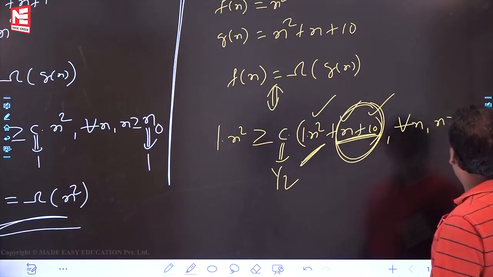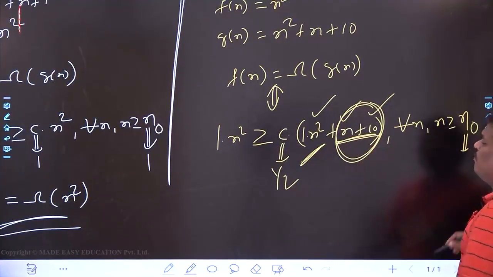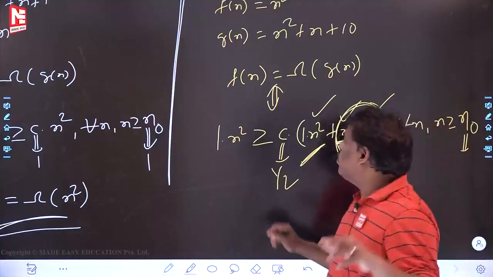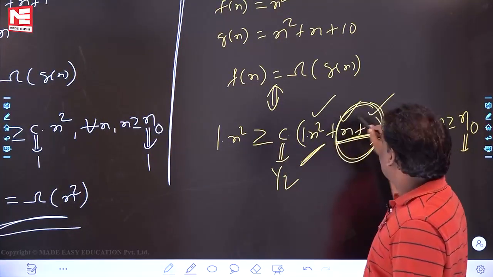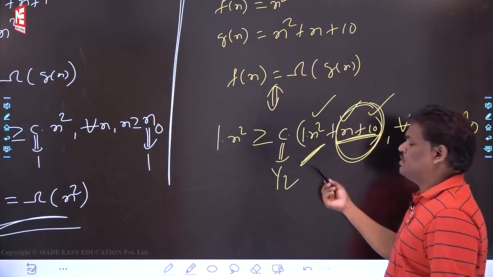C value is 1 by 2. What is the n0? Just verify from where it is working. Can you help? Is 1 working? N value 1, it is the 1 only. But what about this one? 1 plus 1 plus 10, 12. 12 by 2, 6. Fail.